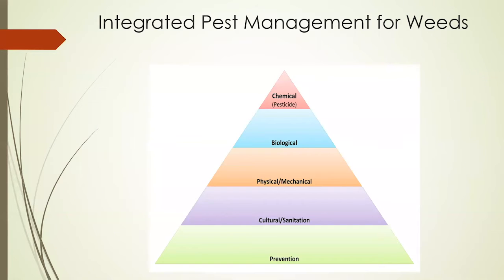So I mentioned that in integrated pest management, there are sort of 5 groupings of the control measures. And I find it helpful to think of them as a pyramid because you want the bulk of your efforts down here on prevention and cultural controls. And then you go to the physical controls, biological controls, and chemical controls. So we're just going to go through all these, starting with prevention.